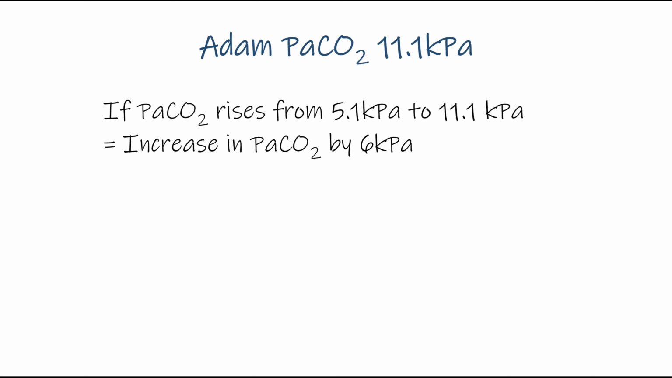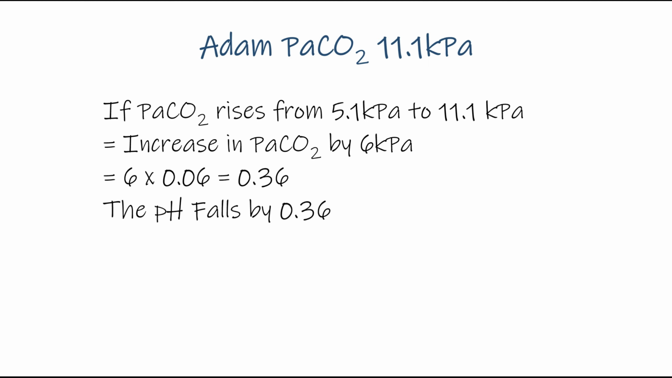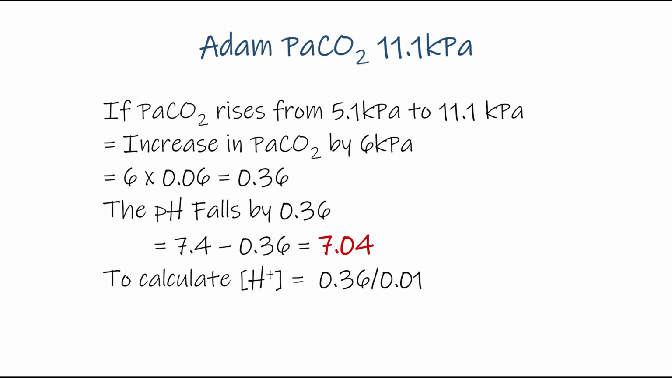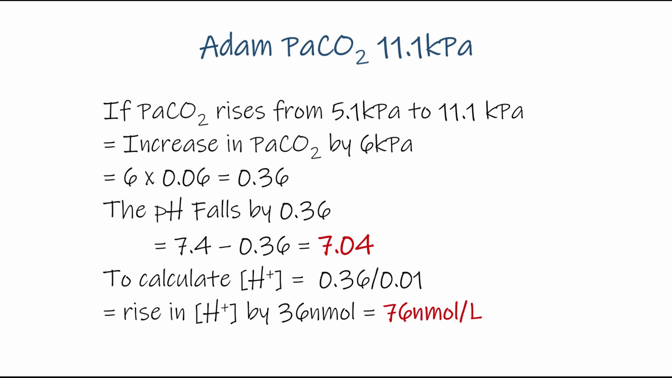Now we know that the pH falls by 0.06 for every 1 kilopascal increase in the PaCO2. So 6 times 0.06 equals 0.36. So the pH falls by 0.36, from 7.4 minus 0.36 to 7.04. To calculate the hydrogen ion activity, we divide 0.36 by 0.01, and that gives us a rise in the hydrogen ion activity by 36 nanomoles per litre to 76 nanomoles per litre. That's a pretty impressive fall in pH and increase in hydrogen ion activity.